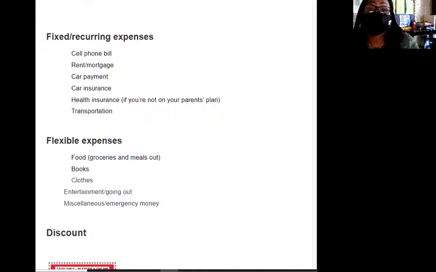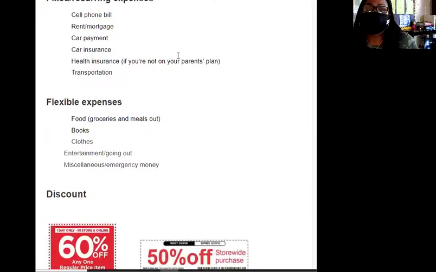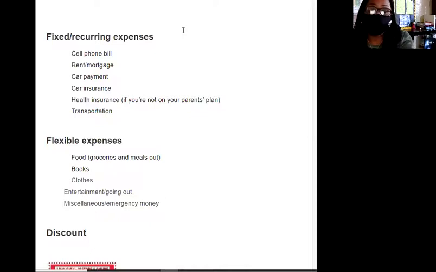So I'm just going to share another screen with you guys for some expenses, some fixed or what we call recurring expenses. That means something that we have basically every month, usually, like a cell phone bill, rent or mortgage, your parents' car payment and car insurance, health insurance, not for you because you would be on your parents' plan. Sometimes transportation, like a lot of college students I know use the bus system. So those are fixed expenses, meaning they occur at a regular time, usually once a month.